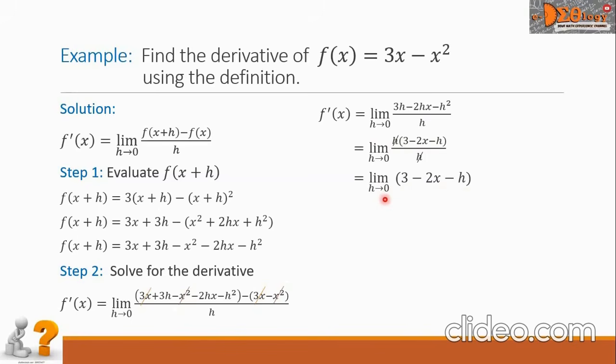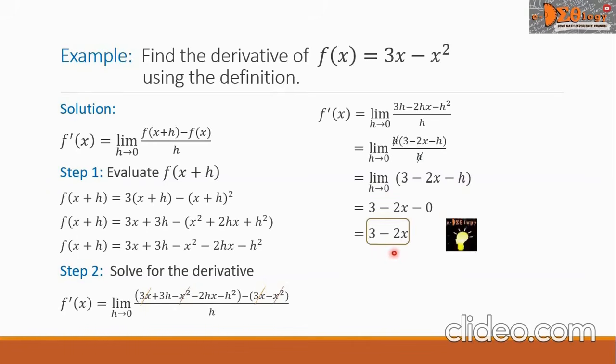Let us now simplify this limit by substituting 0 for h. So we have 3 minus 2x minus 0. And the final answer is 3 minus 2x. This is the derivative that we are looking for. This is the final answer.